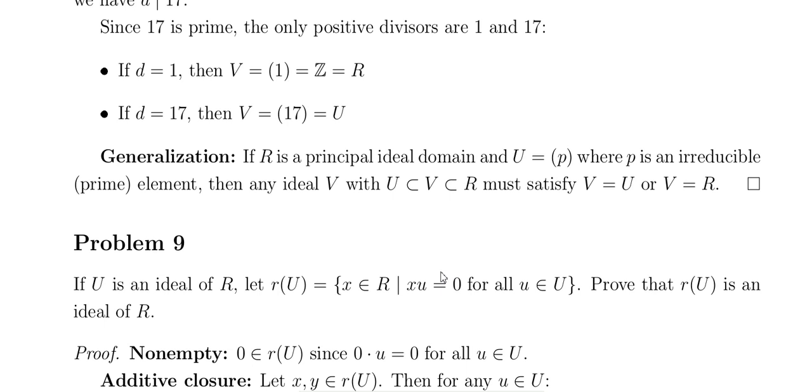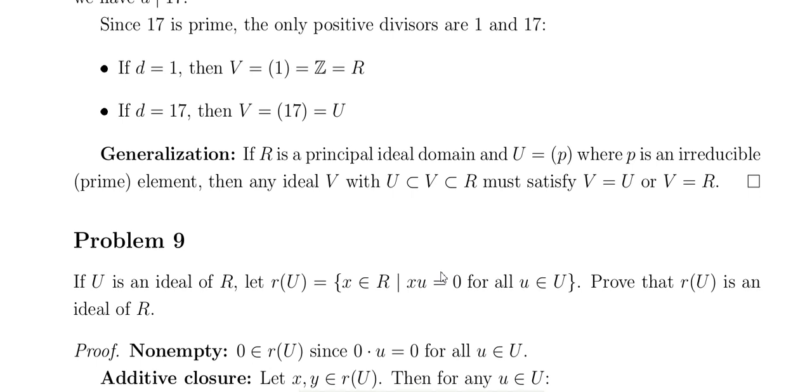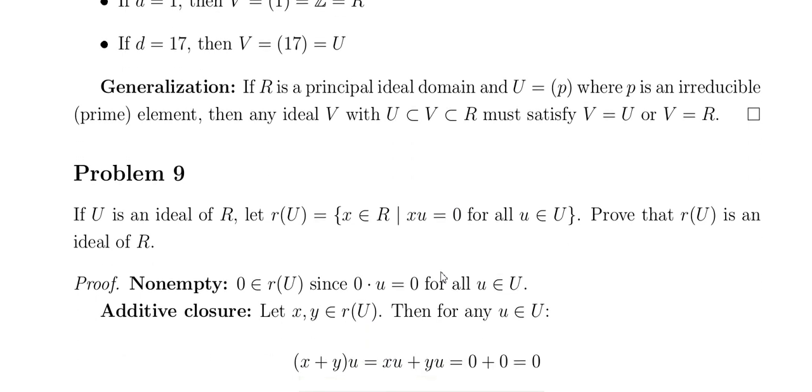So R is a principal ideal domain, with U generated by p, where p is an irreducible element. For an ideal V containing U, either V equals U or V equals R. In the same way, if U is an ideal of R, then r(U) is defined as the collection of elements x of the ring satisfying ux equal to 0 for all u belongs to U. For all u belongs to U, then r(U) is an ideal.